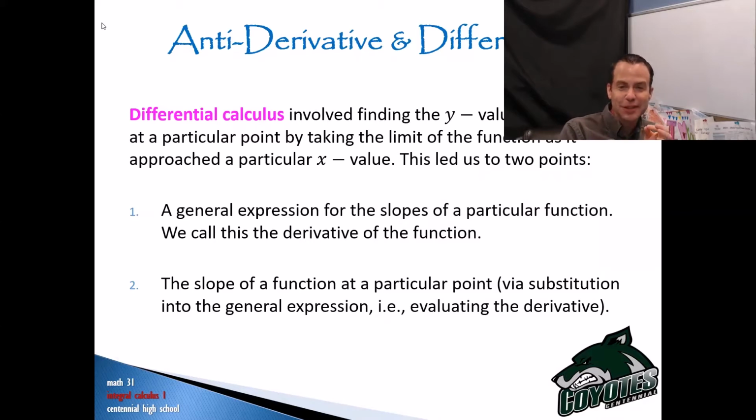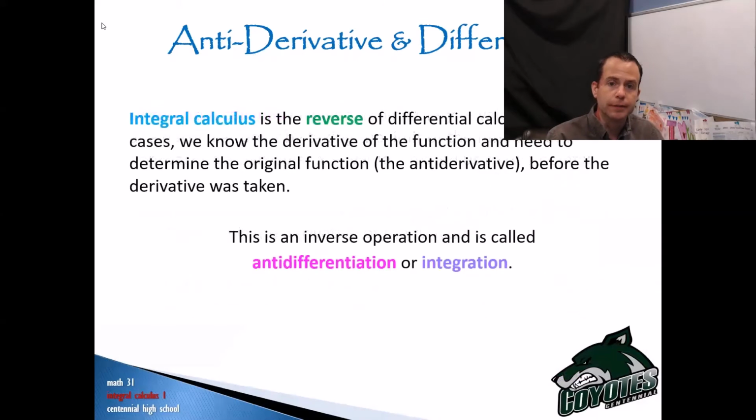Number two: the slope of a function at a particular point. The way we would get the slope at a particular point is we would substitute into the general expression, i.e. we would evaluate the derivative.